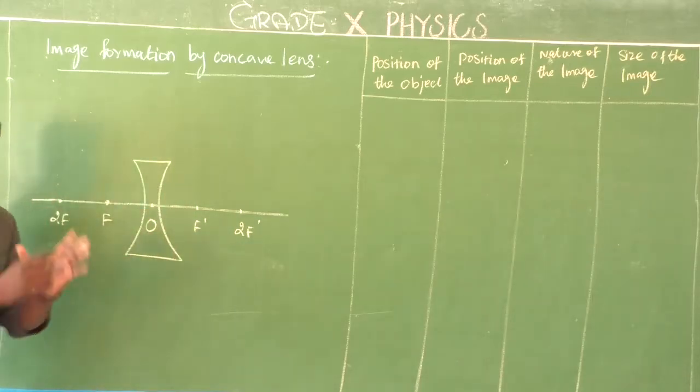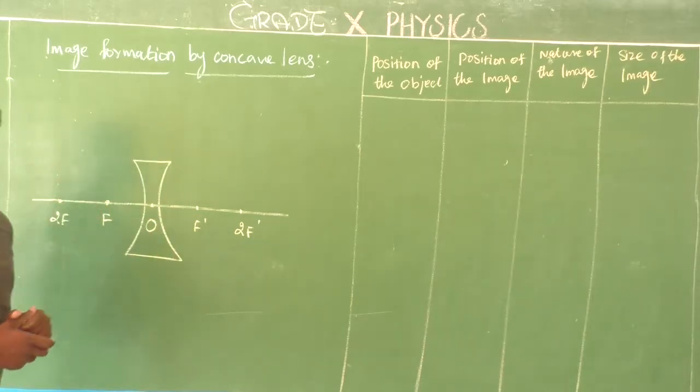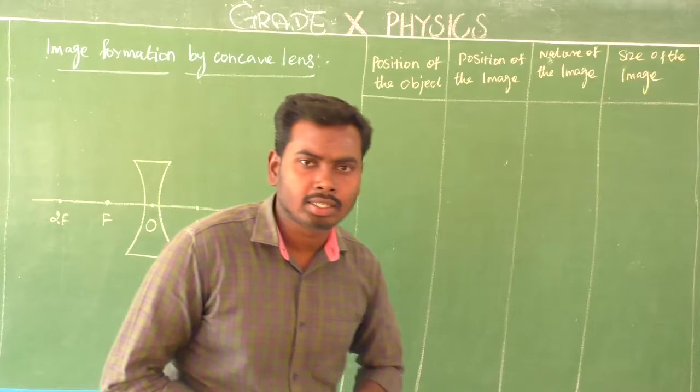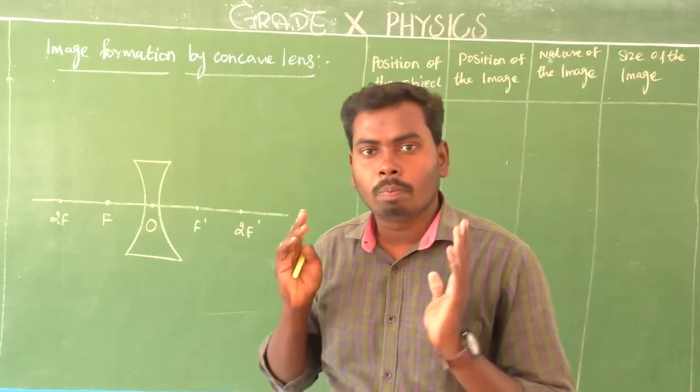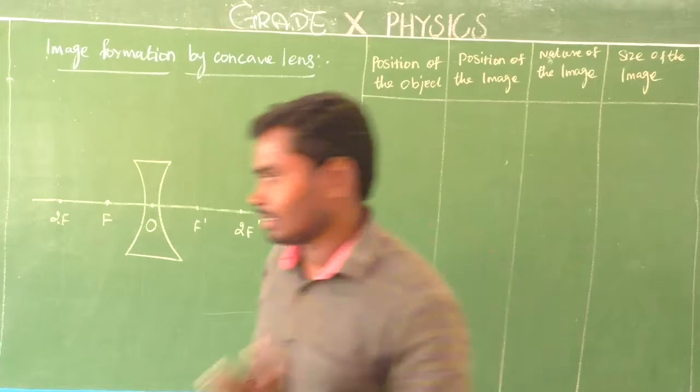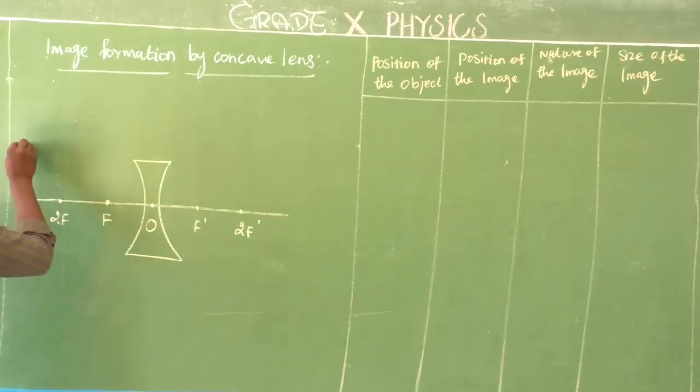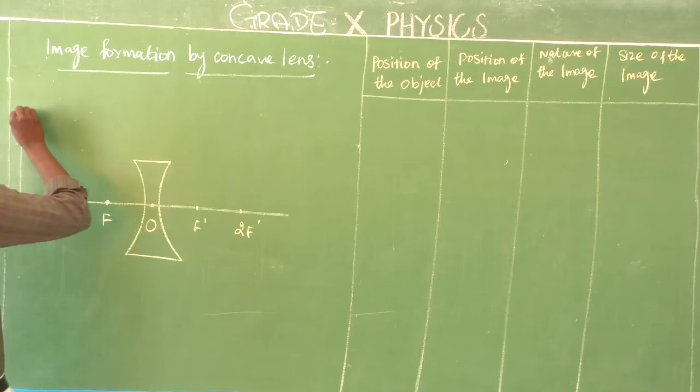This is a convex lens, this is a concave lens. Okay. First, I am going to place the object at infinity. Where? At infinity, I am going to place the object. Is it clear? Yes. So, the object is placed at infinity. Consider this is the object placed at infinity.